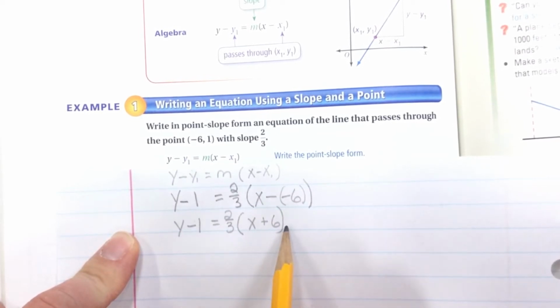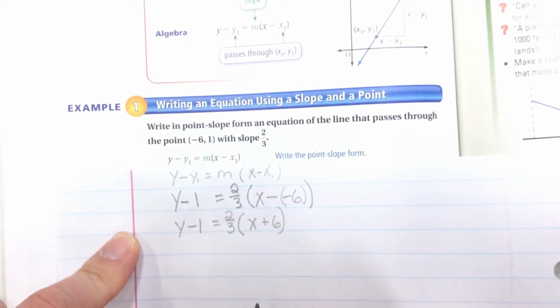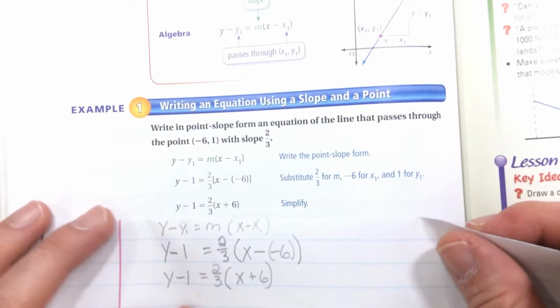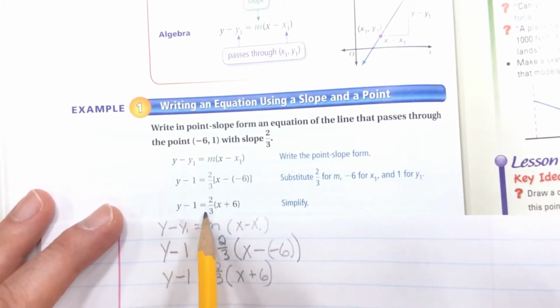And then we leave it like this. What we don't want to do is then solve for y. Well, that would just turn it into slope-intercept form. Okay, so we leave it like this, so it's in point-slope form. And let's see, yep, that's what they got. Y minus 1 equals 2/3 x plus 6.